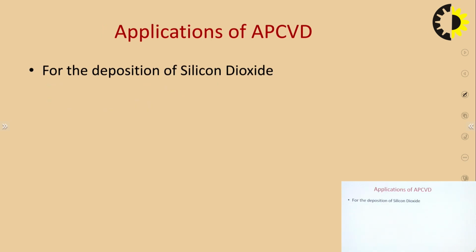Application of APCVD is for the deposition of silicon dioxide. There is a topic where you have to write about deposition of silicon dioxide, deposition of polysilicon. When such a question is asked, explain the deposition of silicon dioxide, then you have to explain APCVD, because APCVD is suitable and utilized for the deposition of silicon dioxide.